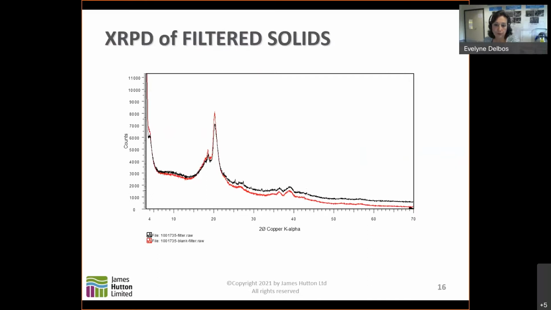Thank you. Yeah, well, by XRD, again, we see mainly diffraction from the filter itself, but we can see some very small peaks on there. And by running a filter blank as well, which is the red trace there, again, like the IR, we can do a subtraction. Next slide, please.